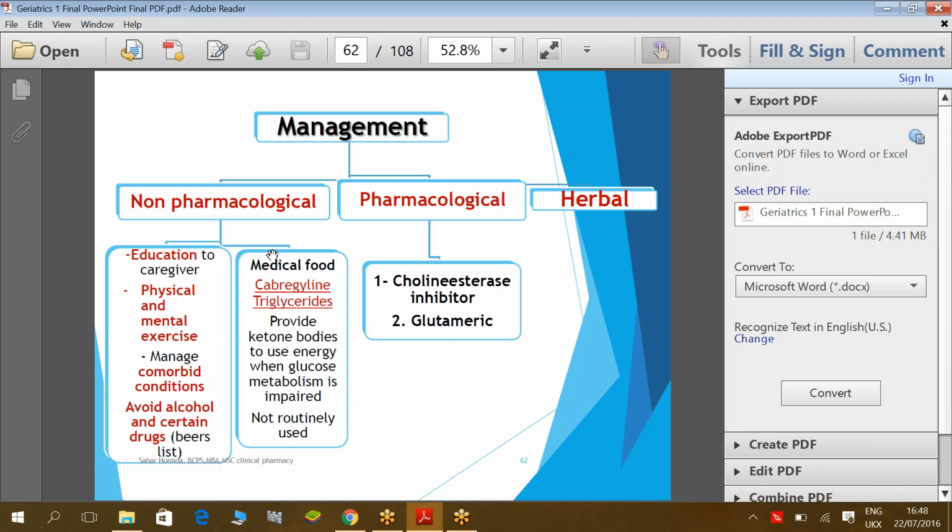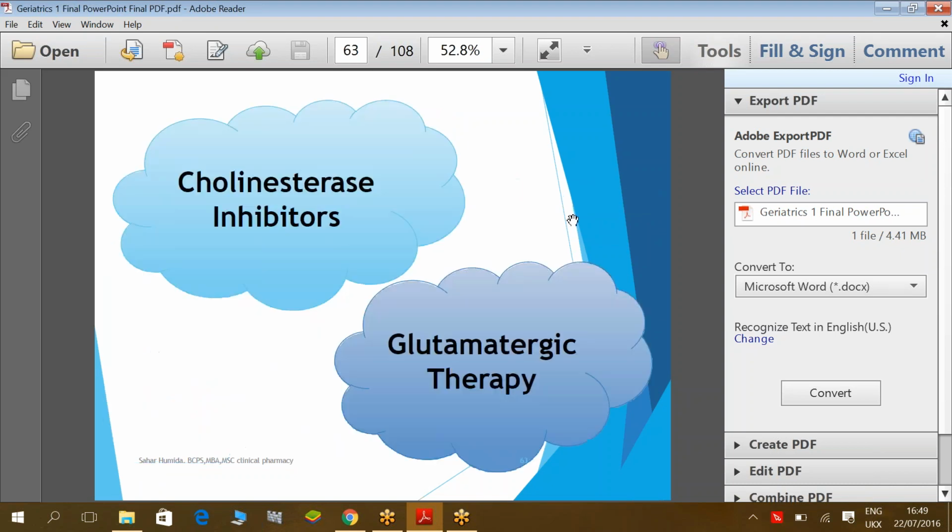According to other theories, there is a non-pharmacological treatment, a medical food, which is called medium-chain triglycerides. This is an agent which is non-pharmacological. It provides ketone bodies to use as energy when glucose metabolism is impaired, but it is not routinely used. Pharmacological management includes cholinesterase inhibitors and glutamatergic agents, and then we have the herbal.